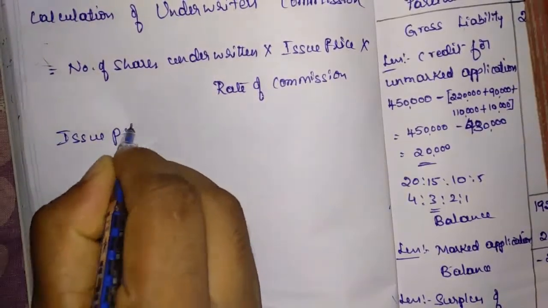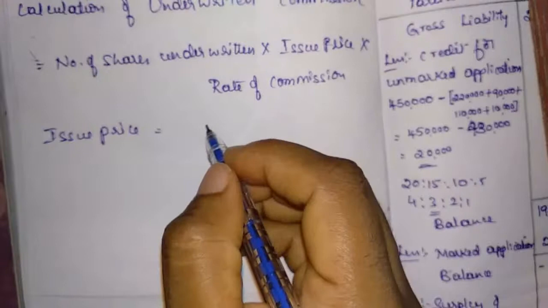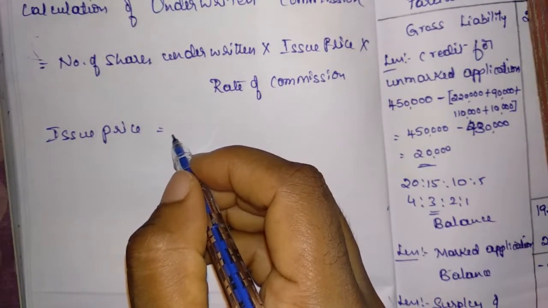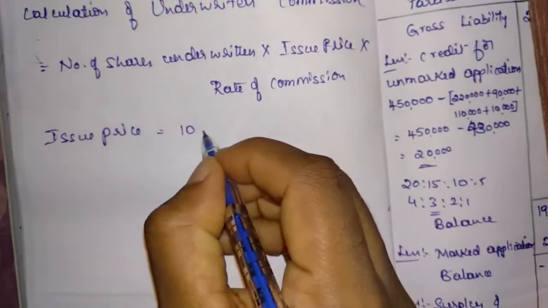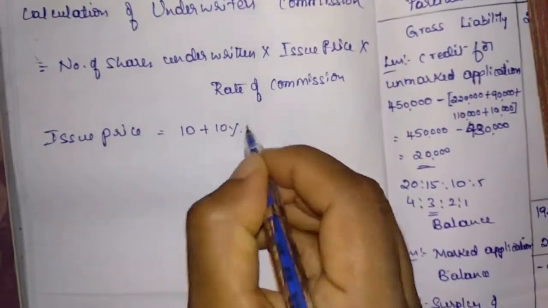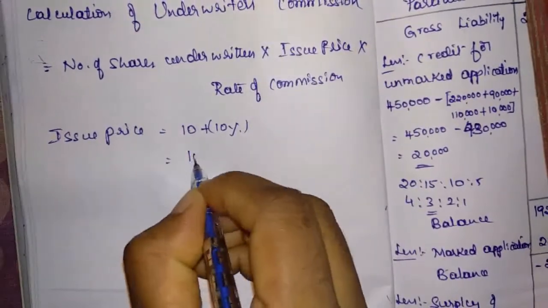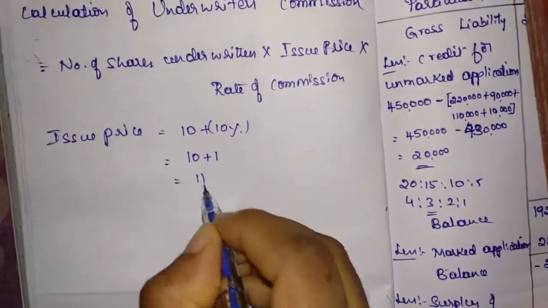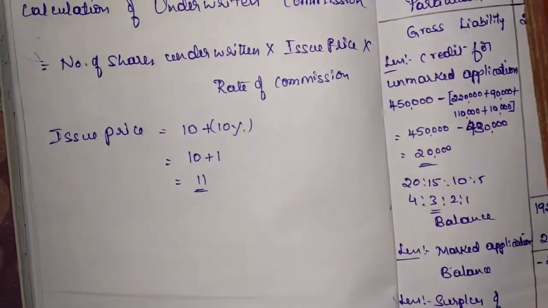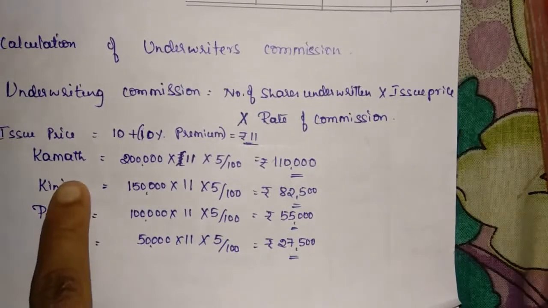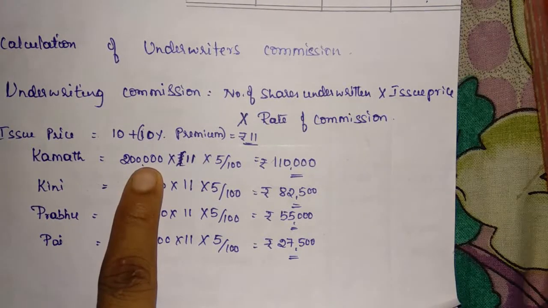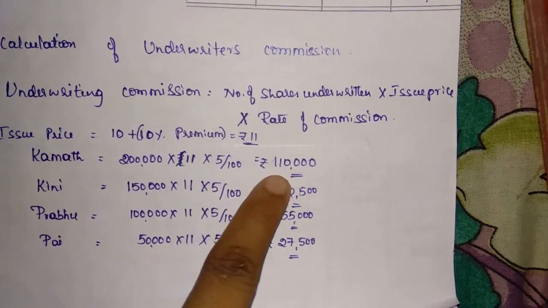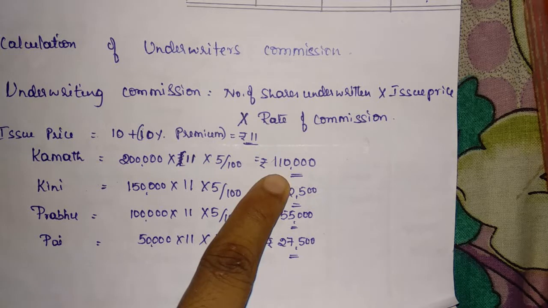So you can see here in this problem that shares are issued at a 10% premium. So face value is rupees 10 plus 10% premium. On 10, 10% means it is rupees 1. So 11 rupees will be the issue price. So Kamath: 2 lakh shares underwritten into issue price 11 into 5%. So commission is rupees 1,10,000.